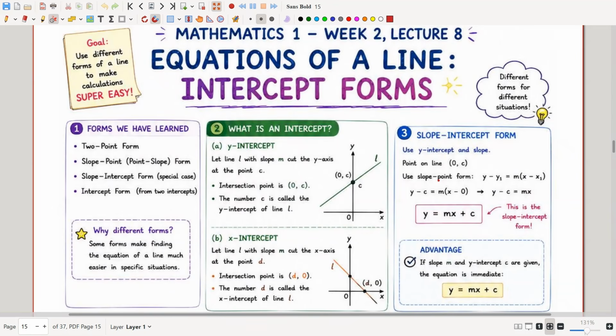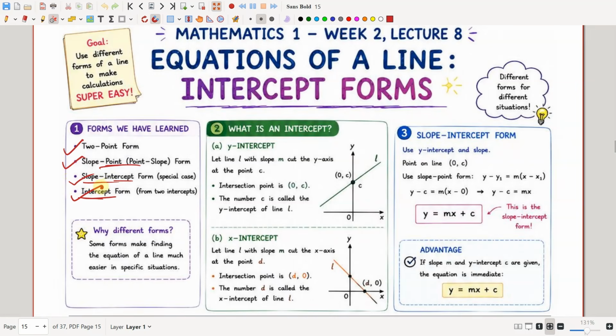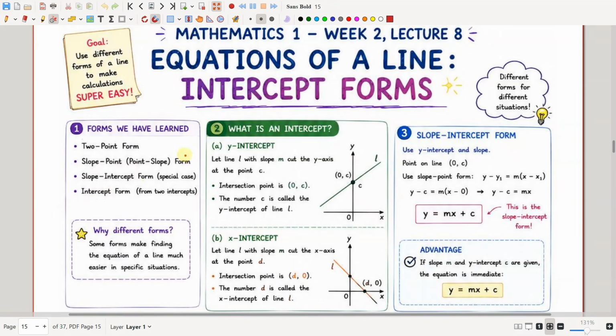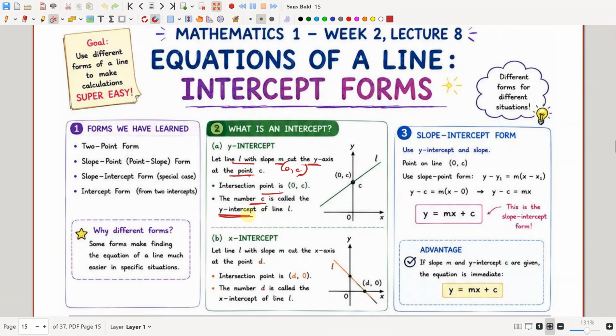Now let's move on to the equation of the line using intercept form. Up to now we have learned the 2-point formula, point slope formula, slope intercept formula and intercept form. Okay, now we can learn what an intercept is. There are two types of intercept, y intercept and x intercept. Let a line L with slope m cut the y-axis at a point C, then the intersection point is 0 comma C. This number C is called the y-intercept of the line.